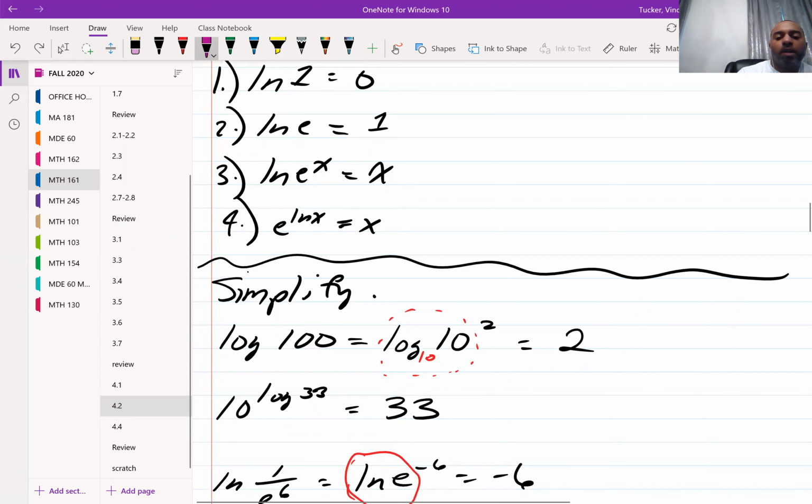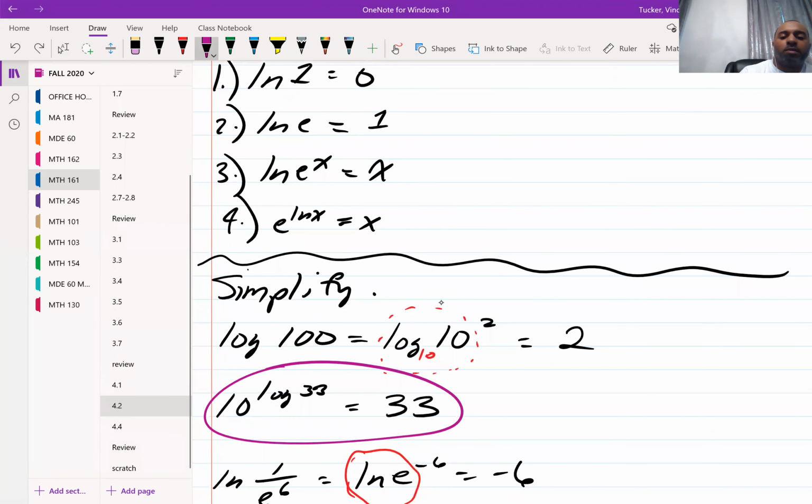Same thing happens in this one. We have 10 raised to the log of 33. So this 10 and the log will cancel, leaving us with just 33.